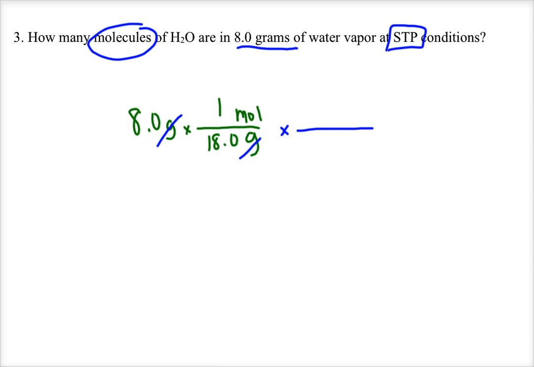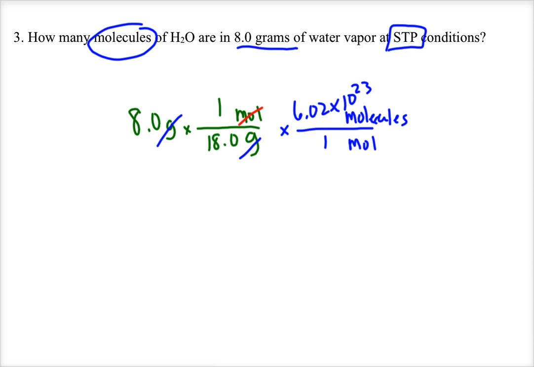But we don't want our final answer to be in moles, we want our final answer to be in molecules. So we have to do one more conversion fraction where we will put moles in the denominator and molecules in the numerator. 1 mole of any substance will have 6.02 times 10 to the 23 molecules. So let's take a look.